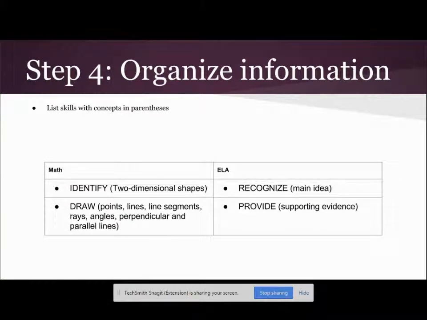After I created a bulleted list of concepts, I need to list the skills or verbs in a bulleted format. So I have identify and draw. But notice that I put in parentheses the concepts that are related to the verb. This just helps as a reminder of specifically what concept goes with what skills.